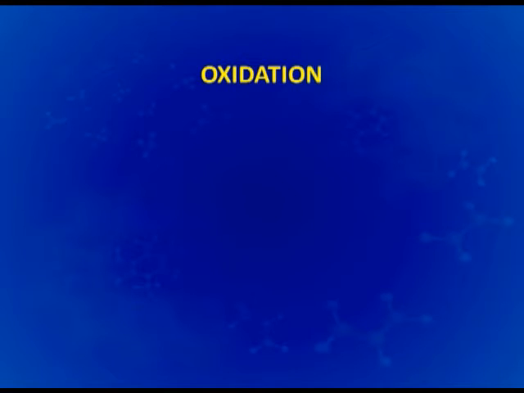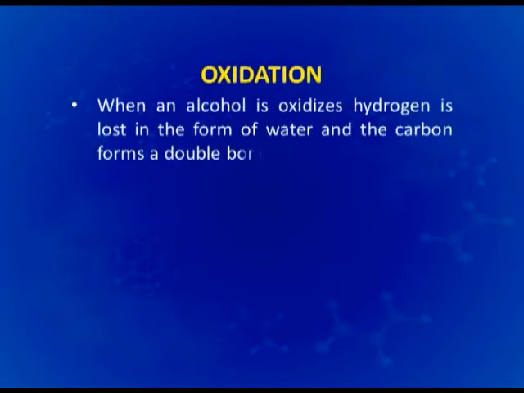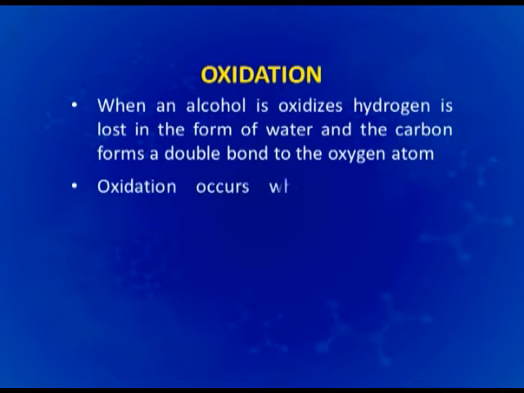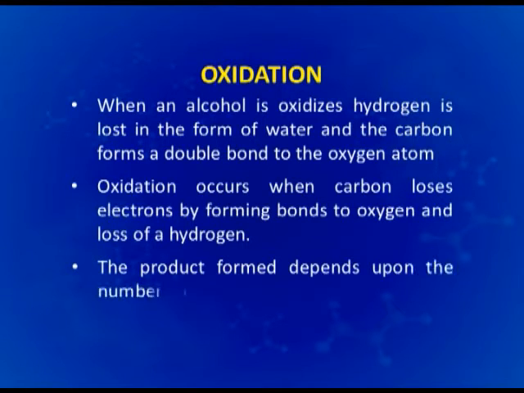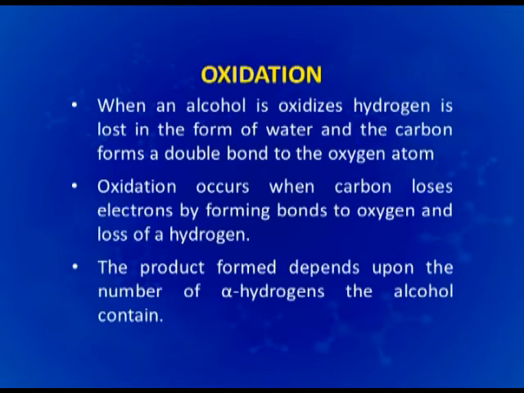Here we are using selective as well as non-selective oxidizing agents. It means that some oxidizing agents will go only up to the aldehyde stage from alcohols, and some other oxidizing agents carry the oxidation further, from the aldehydes up to the carboxylic acids. And basically these are the main important characteristic features of oxidation: when an alcohol is oxidized, hydrogen is lost in the form of water and the carbon forms a double bond to the oxygen atom. Oxidation occurs when carbon loses electrons by forming bonds to oxygen and loss of a hydrogen. And the third one is, the product formed depends upon the number of hydrogens the alcohol contains.